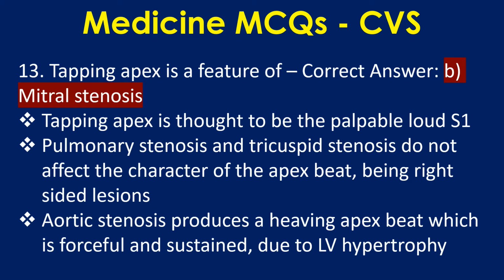Tapping apex is thought to be the palpable loud first heart sound. Pulmonary stenosis and tricuspid stenosis do not affect the character of the apex beat, being right-sided events. Aortic stenosis produces a heaving apex beat which is forceful and sustained due to the left ventricular hypertrophy.